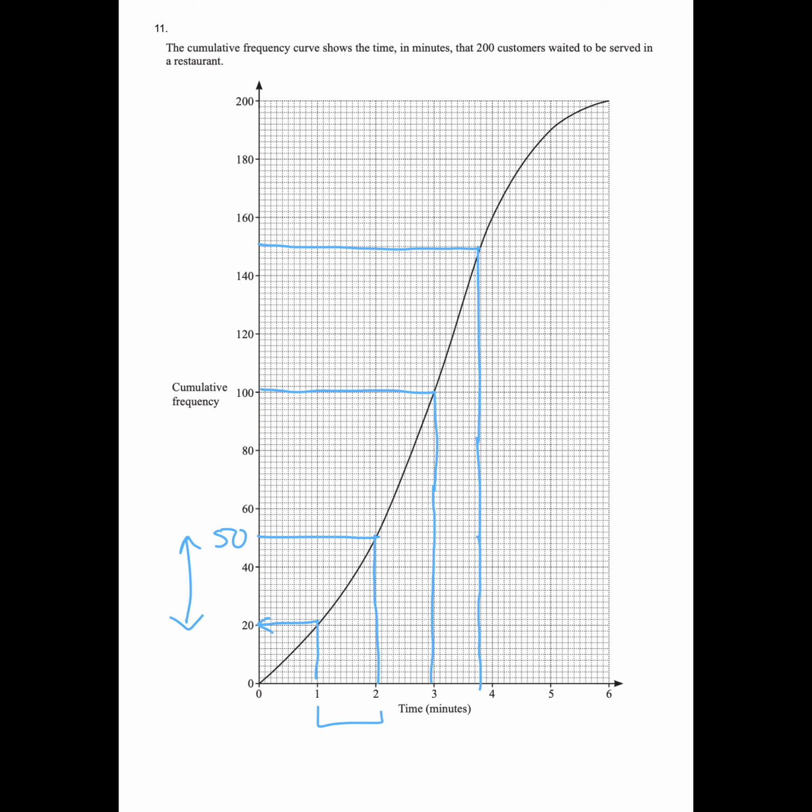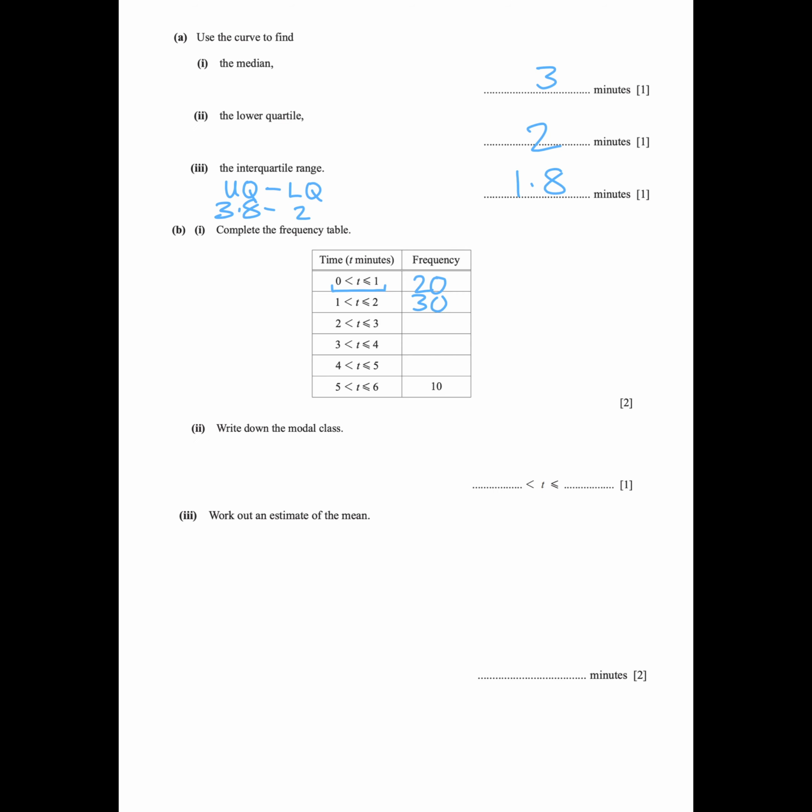And then between 2 and 3 is this section here. We know that 3 is 100. But again, it's between these values. So it's 100 minus that previous answer of 50, and that gives you 50. Okay, so each time it's the difference, it's not the total value, because that would just be the cumulative frequency.